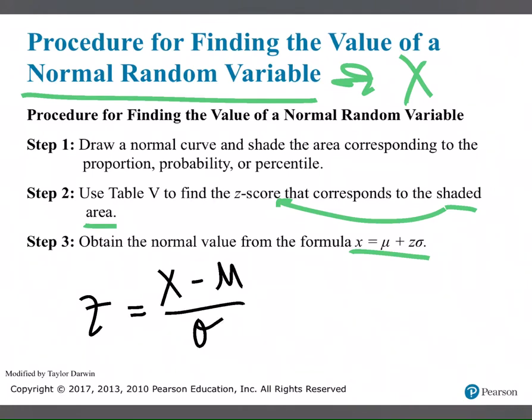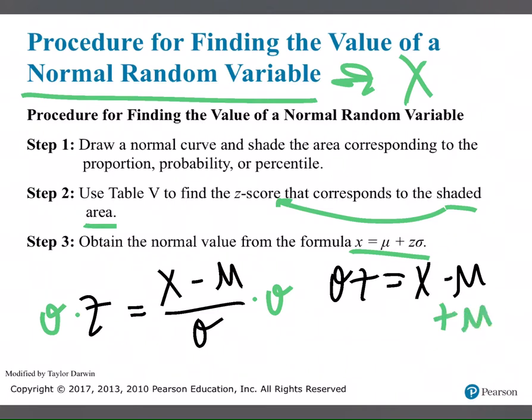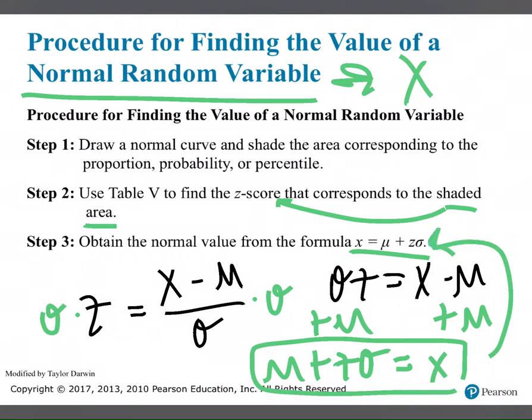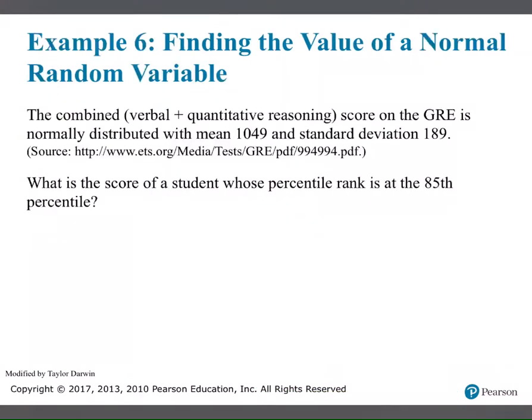So let's say I wanted to get x by itself. I'm going to multiply by sigma. So now I've got sigma z equals x minus mu. Get rid of that mu. So x is equal to mu plus z sigma. So it's just derived from that z formula. This is, again, given to you on your formula sheet. I just wanted to explain where it came from. So let's find a normal random variable. Let's find x.